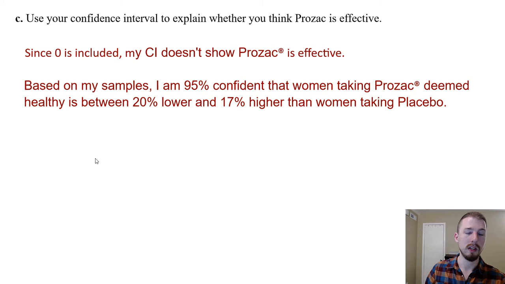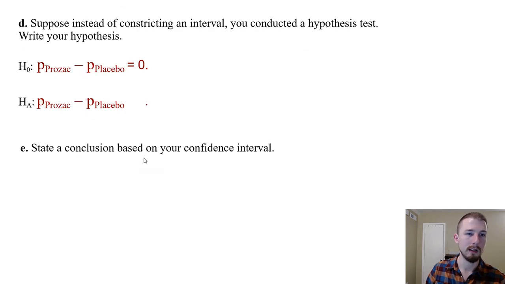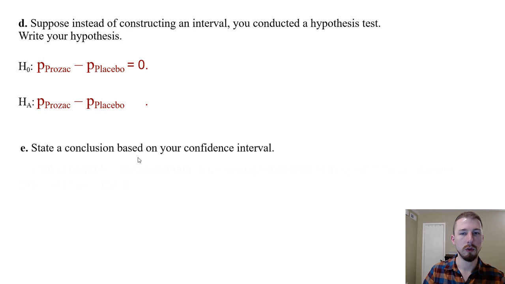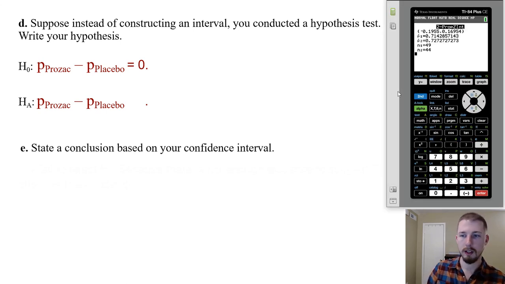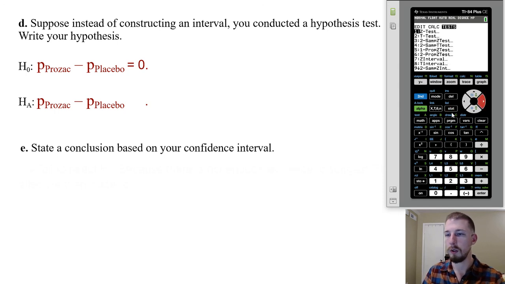All right, based on my samples, you could interpret the confidence interval this way. I'm 95% confident that the recovery rate for women taking Prozac is between 20% lower and 17% higher than for women taking placebo. And we notice that zero is within that. It's between a lower and a higher value, so it's inconclusive. So part D, suppose instead of constructing an interval, you conducted a hypothesis test. So for a hypothesis test, we do stat, arrow over to test.